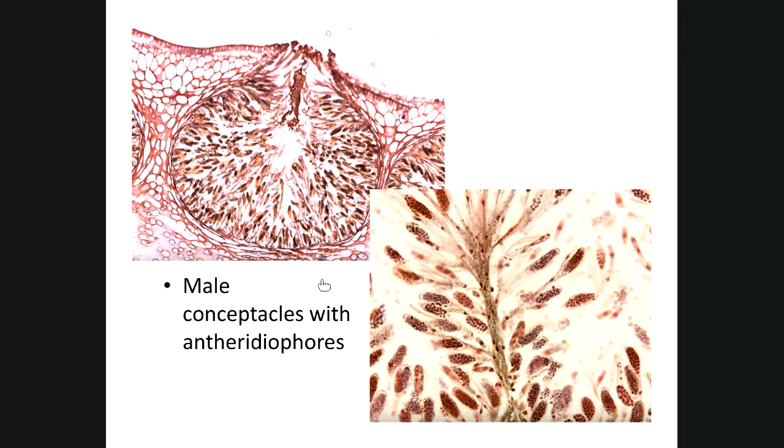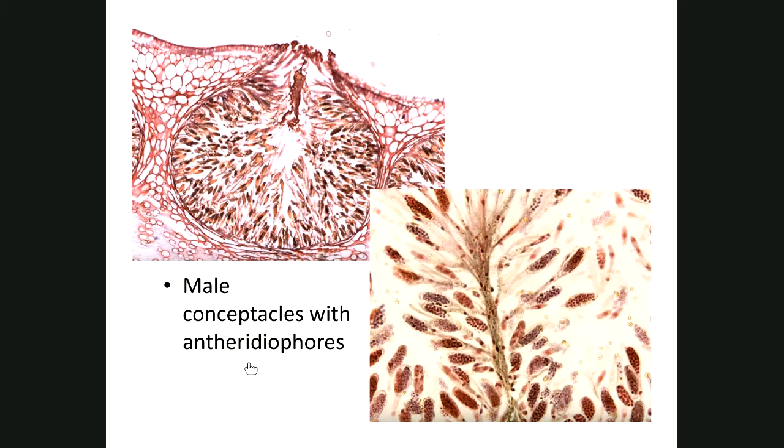All right, let's take a close look at what a conceptacle for a male looks like. Inside the conceptacle, you have a whole bunch of little dark structures that look like little dashes. These are the antheridiophores. Here's a better, closer look. Inside each antheridiophore, you have sperm cells.